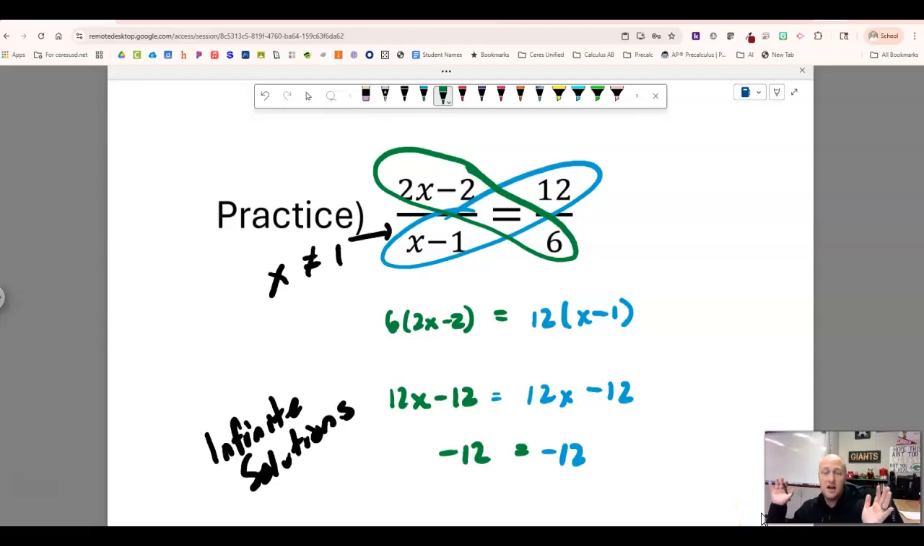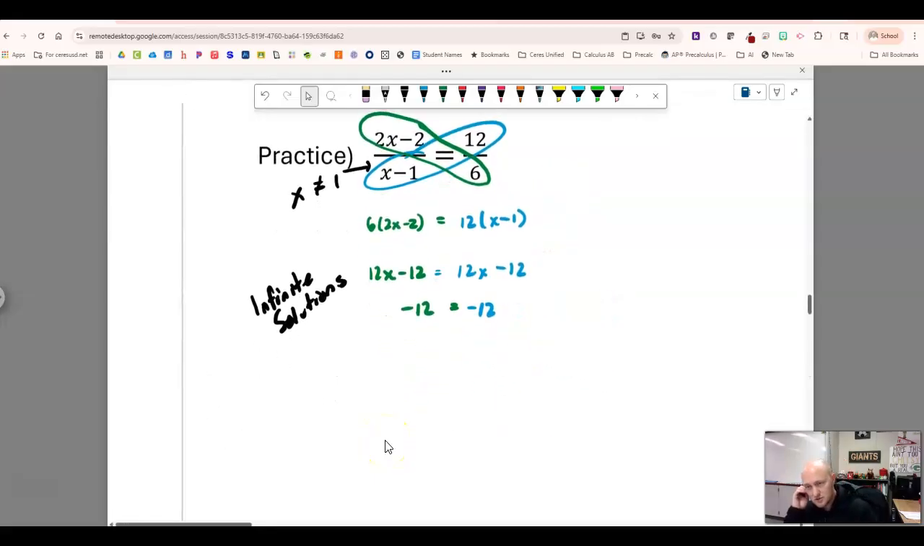Hey, everything's a solution. Everything except 1. We don't like 1 because if I plug in 1, that creates an excluded value. Don't worry too much about this piece. That'll be in the next lesson. We'll talk about excluded values. All you need to know, really, same answer. That's infinite solutions.